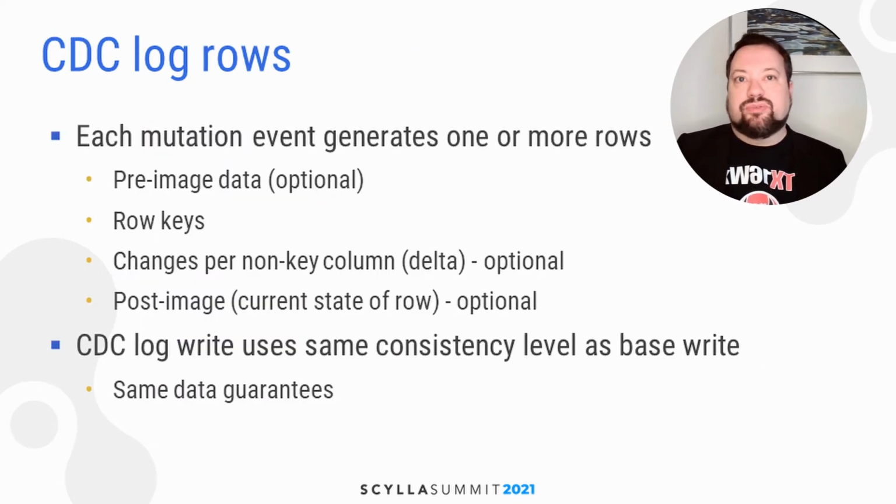Every mutation sent to a CDC log-enabled table generates one or more rows in the CDC log table. You can have pre-image data, which represents the state of the row as it was before the change, the row keys, and the changes to the non-key columns, the delta as we call it, and optionally also a post-image, which is the state of the full row as it is after the change. Every CDC log write uses the same consistency as the base table write, so it has the same guarantees.